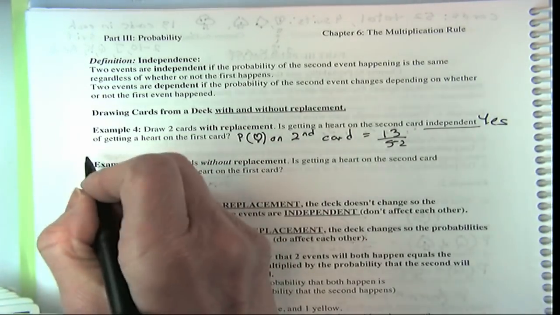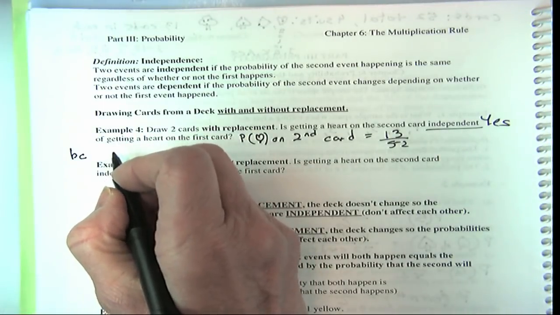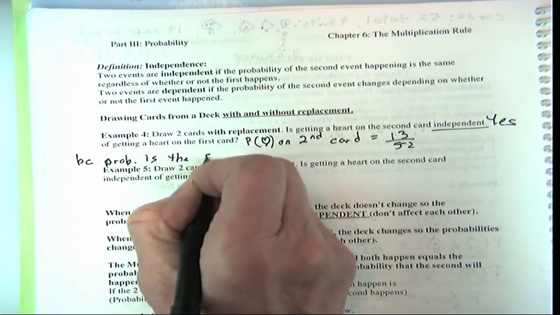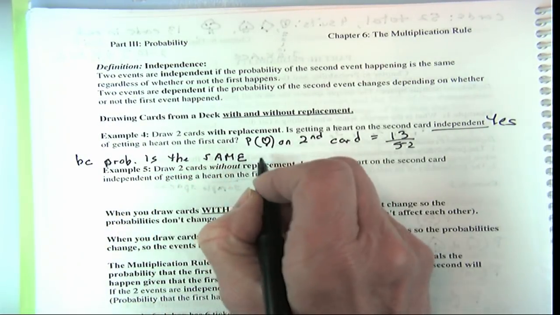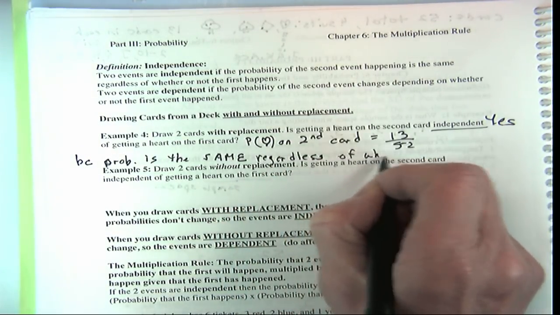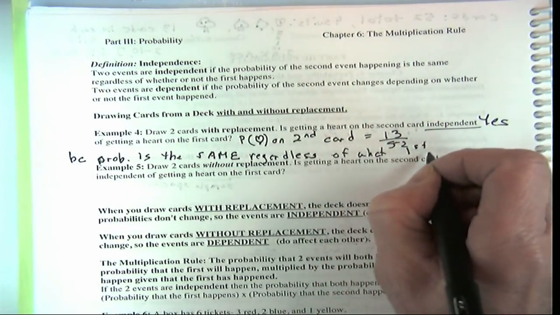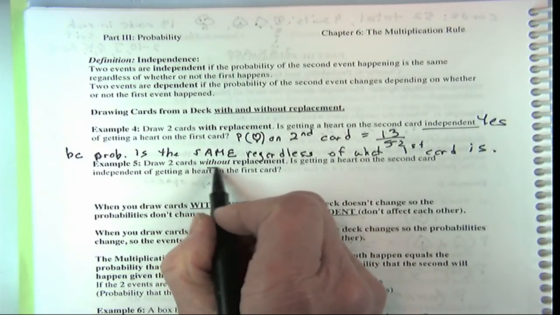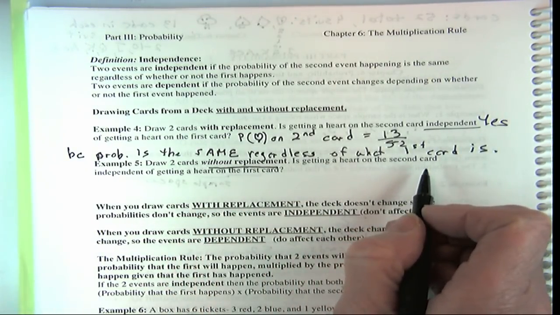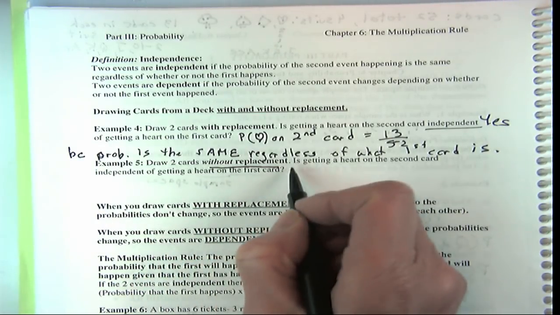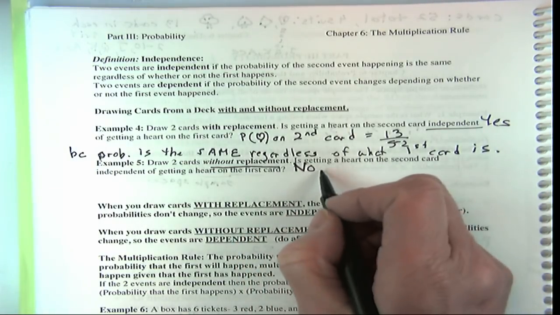Why? The chance is the same. The probability is the same, regardless of what the first card is, because it's stuck back in the deck. So it becomes just like dice, right? Just like a die. But what about if we do the same thing without replacement? Is getting a heart on the second card independent of getting a heart on the first card? Well, no, it's not. Why? It's dependent.